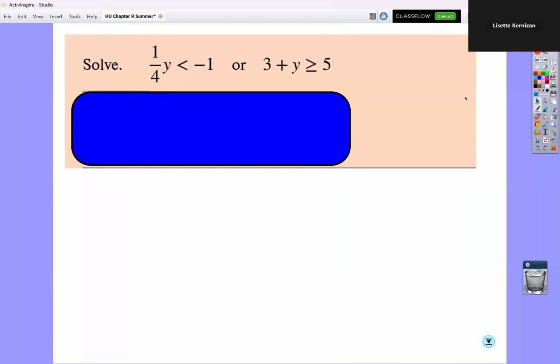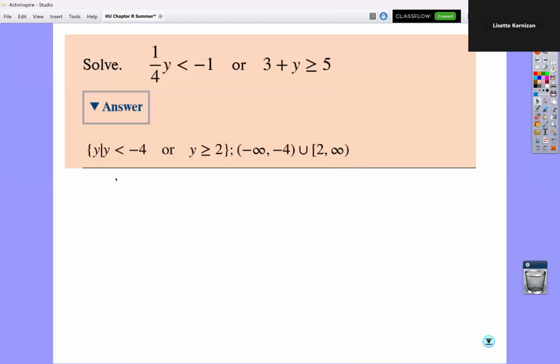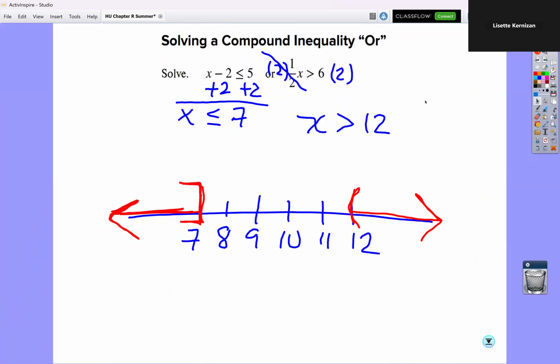Try this one. Pause the video. You should have gotten for set builder notation, y is less than or equal to -4, or y is greater than or equal to 2. And then for the interval notation, we did negative infinity to -4, and 2 to 8. I'm not sure if I did that on a previous problem. I did not, but it didn't ask to do it, but I will show you what it looks like if you're writing it in both set builder notation and interval notation.